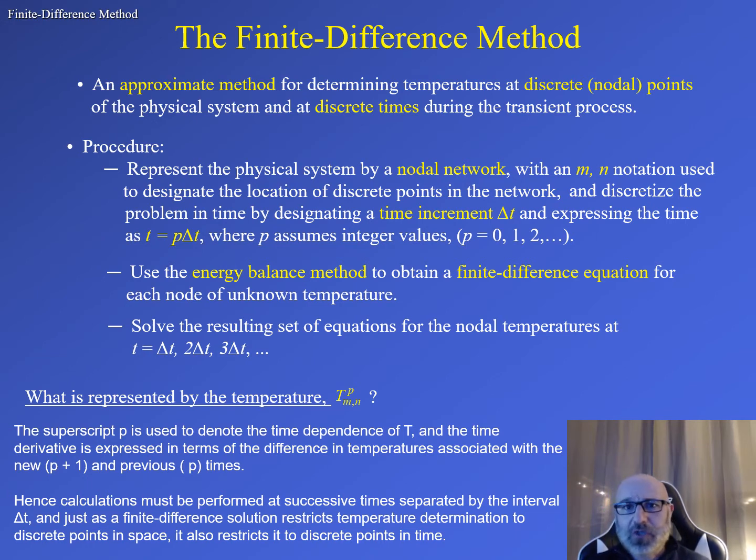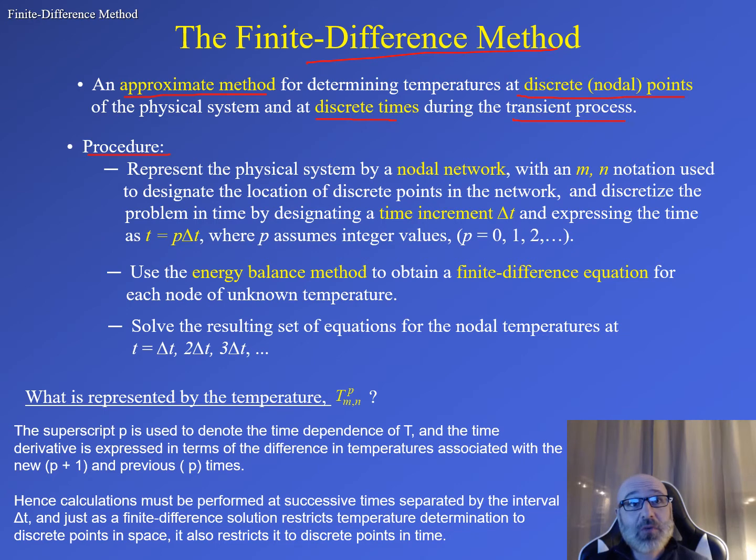Just a refresher, this finite difference method is an approximate method. Again, this is an approximate method, and that's something important to note. It is for determining temperatures at discrete nodal points of the physical system and at discrete times during the transient process. Within this, what we want to do is establish a procedure for how we can go about solving these types of problems in a methodical way using this finite difference method.